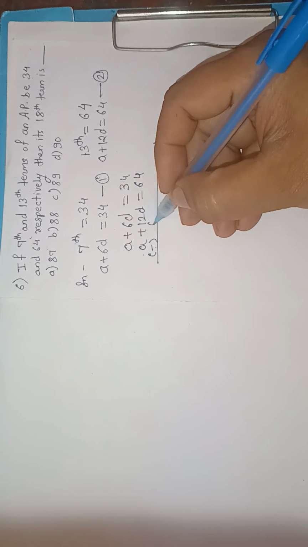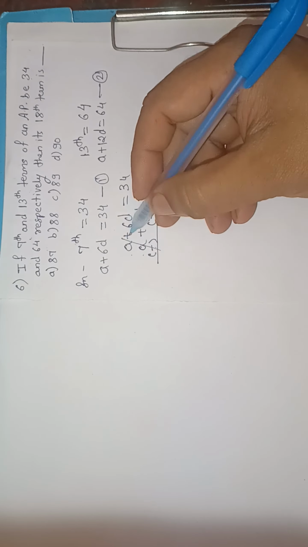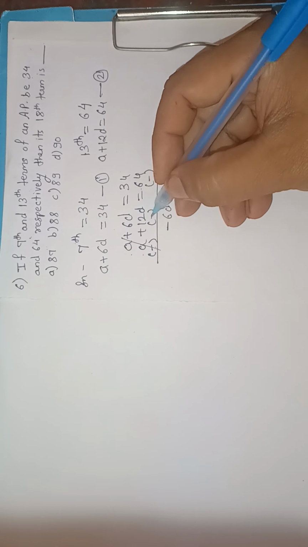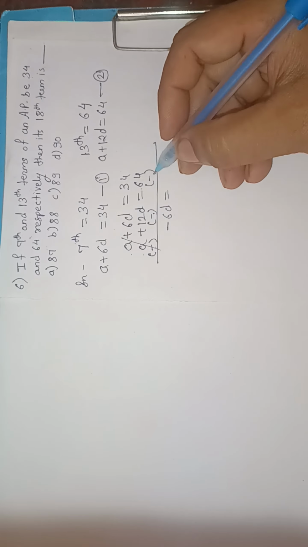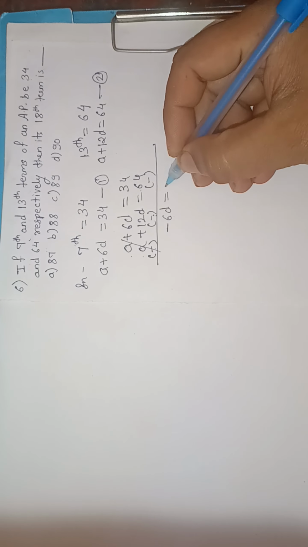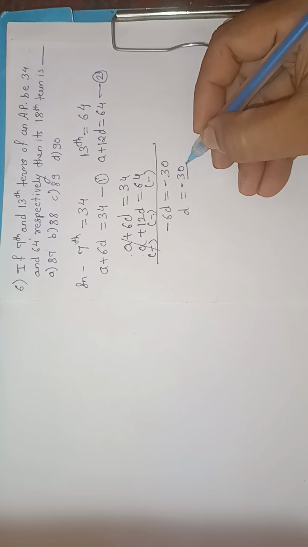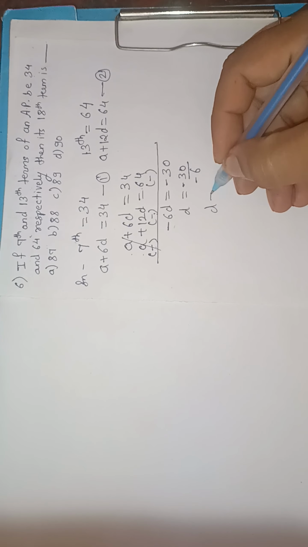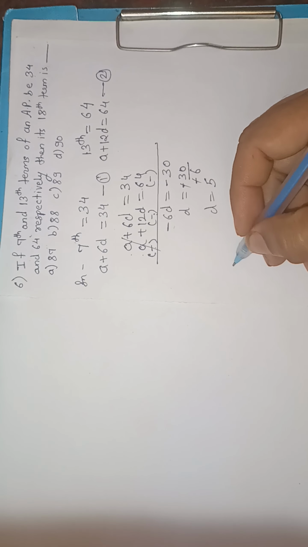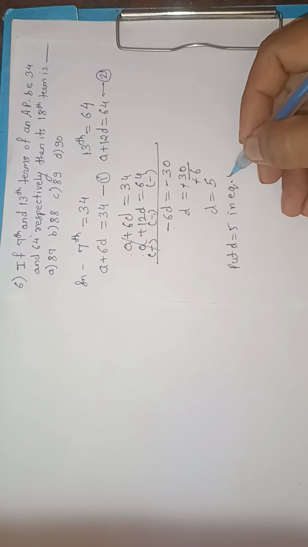Plus becomes minus, minus becomes plus. So plus and minus cancel. The greater number's sign, the sign of 12, is minus, so minus 60, and subtracting 34 from 64 we get 30. So what is left, sir, the greater number's sign: minus 30. So minus 30 divided by minus 6. The minus minus signs cancel. The difference we get is 5. So the answer is d equal to 5.